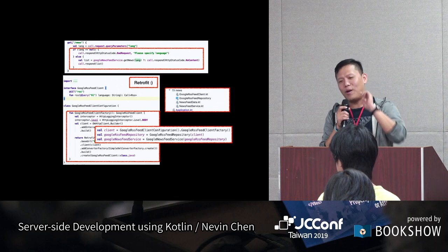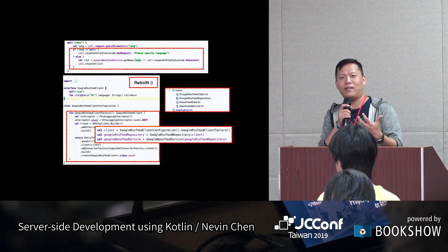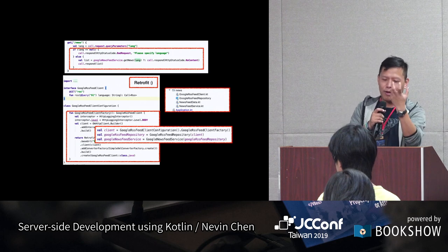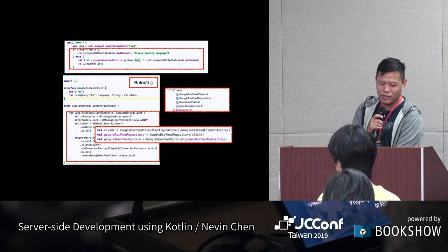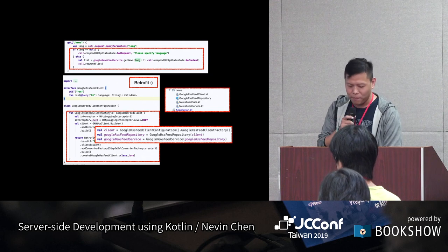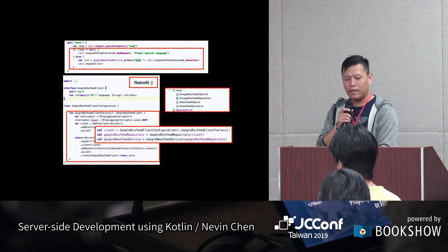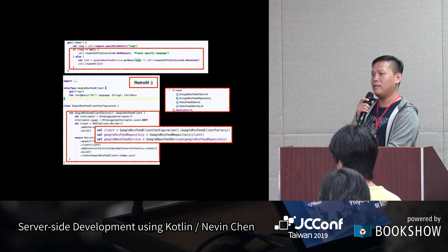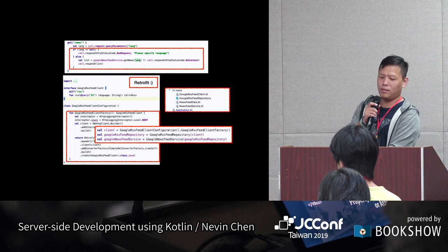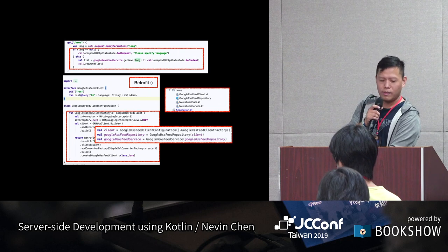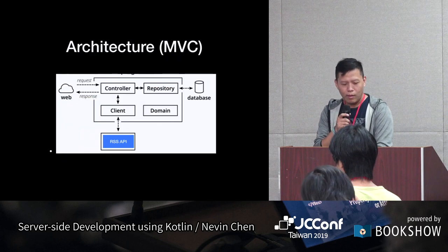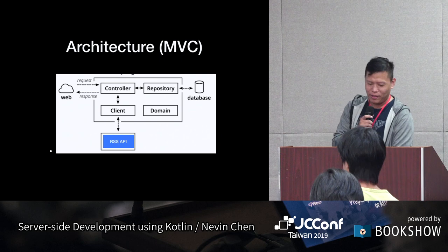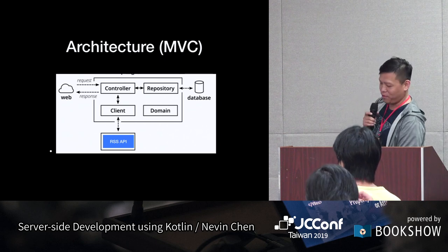But I think probably I'll need to initialize the object, the dependency graph first, and then put it in the extension function. I'm not sure, but we'll see. Kotlin has a recommended dependency injection library called Koin, I think. Yeah. So if we have time, we can do a comparison. So this is my architecture right now.